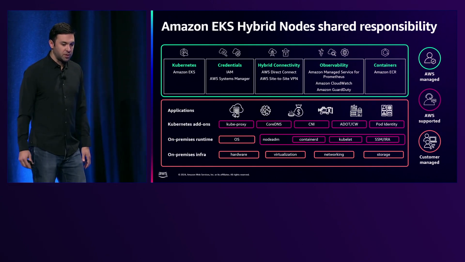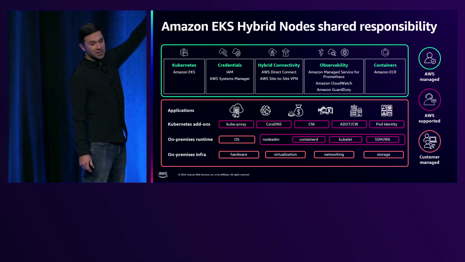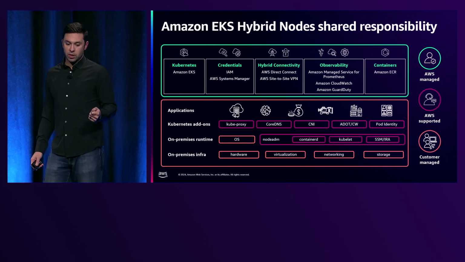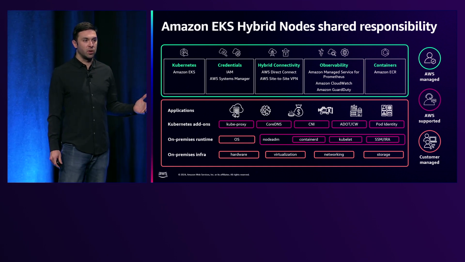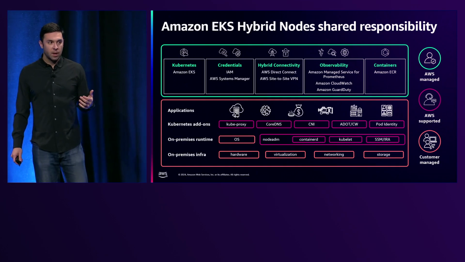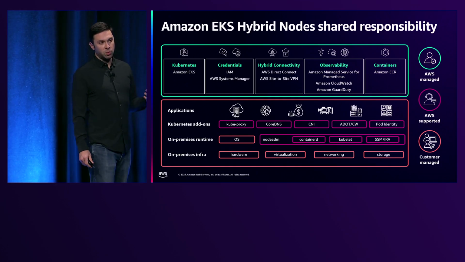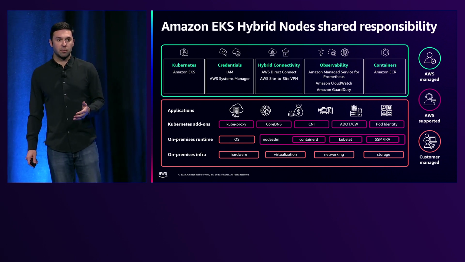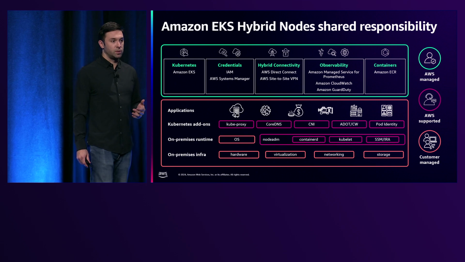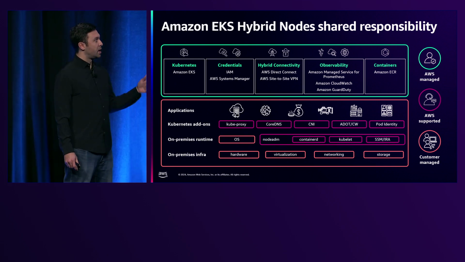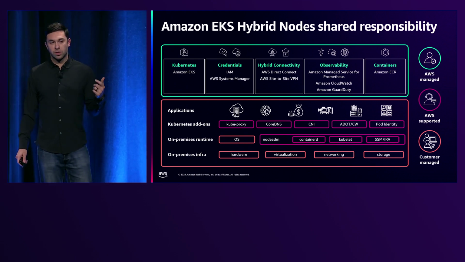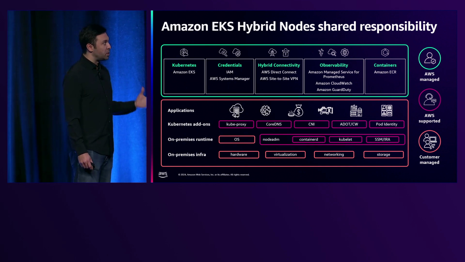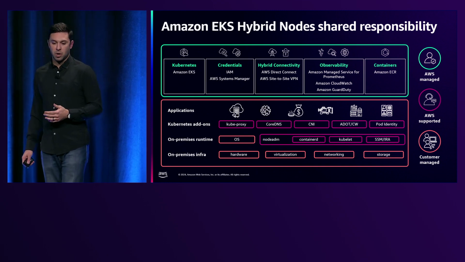All right, now moving to the shared responsibility model. To put this simply, we manage the stuff in the cloud, you manage the stuff on premises. We do support the components that are installed with the hybrid node CLI, which is called Node ADM. Those components include Containerd, the kubelet, SSM, IAM roles anywhere, as well as the Kubernetes add-ons that are compatible with hybrid nodes at launch. That includes kube-proxy, CoreDNS, the CNI, either Calico or Cilium, the AWS Distro for OpenTelemetry add-on, the CloudWatch observability add-on, and also the EKS Pod Identity add-on.